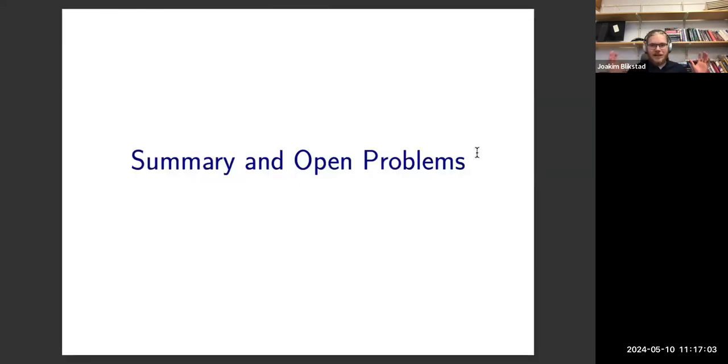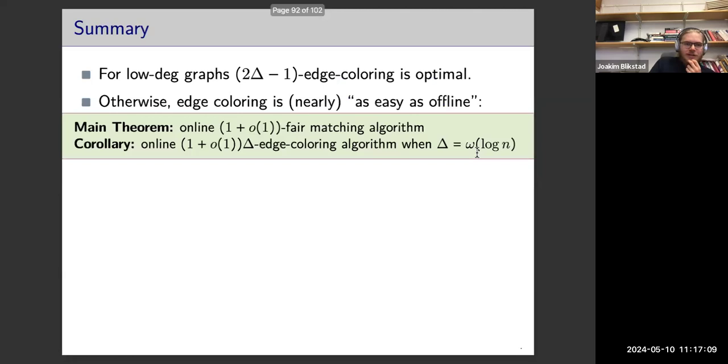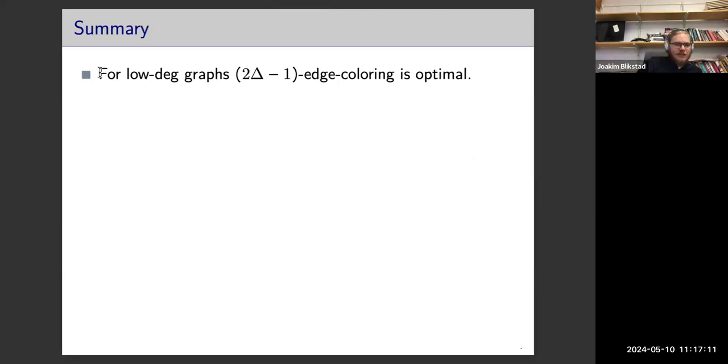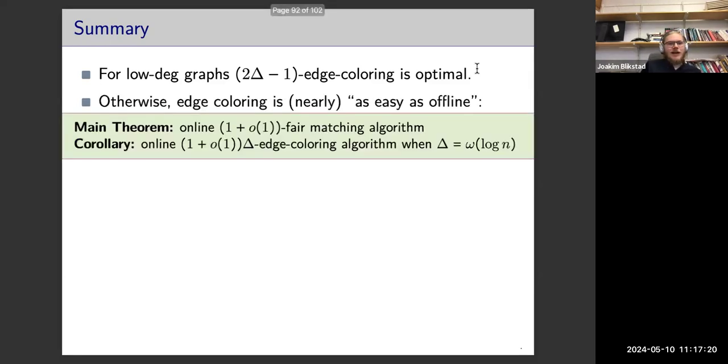Okay, so that's the technical part of the talk. To summarize, what we saw was that for low degree graphs, greedy is optimal. We cannot beat 2 delta, but otherwise in higher degree graphs, we have this fair matching algorithm. As a corollary, with the aforementioned reduction, pipelining several calls to this fair matching algorithm, we managed to show that we get roughly delta colors, 1-competitive, when delta is large enough. And this reduction requires that delta is at least log n.